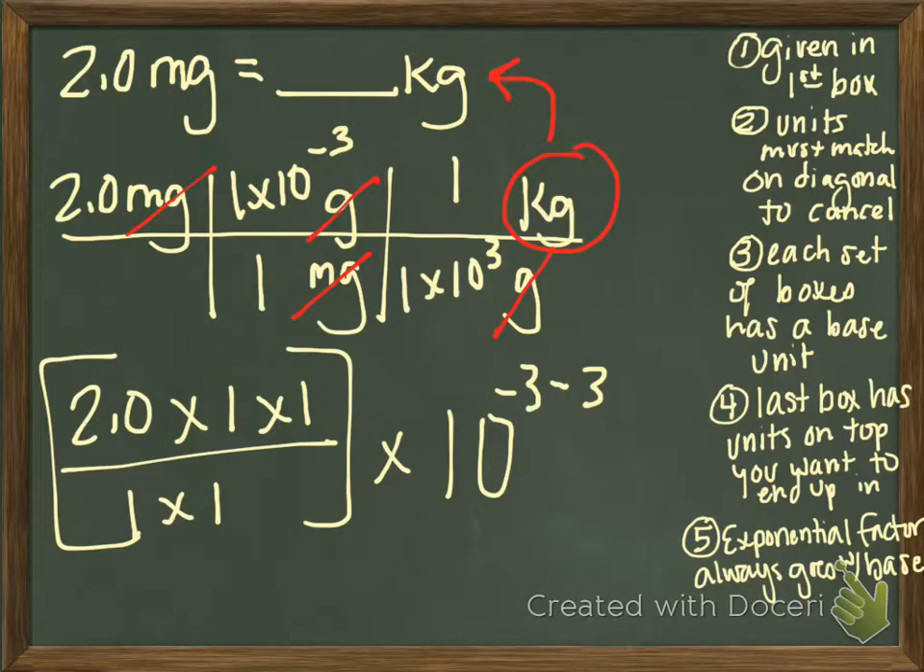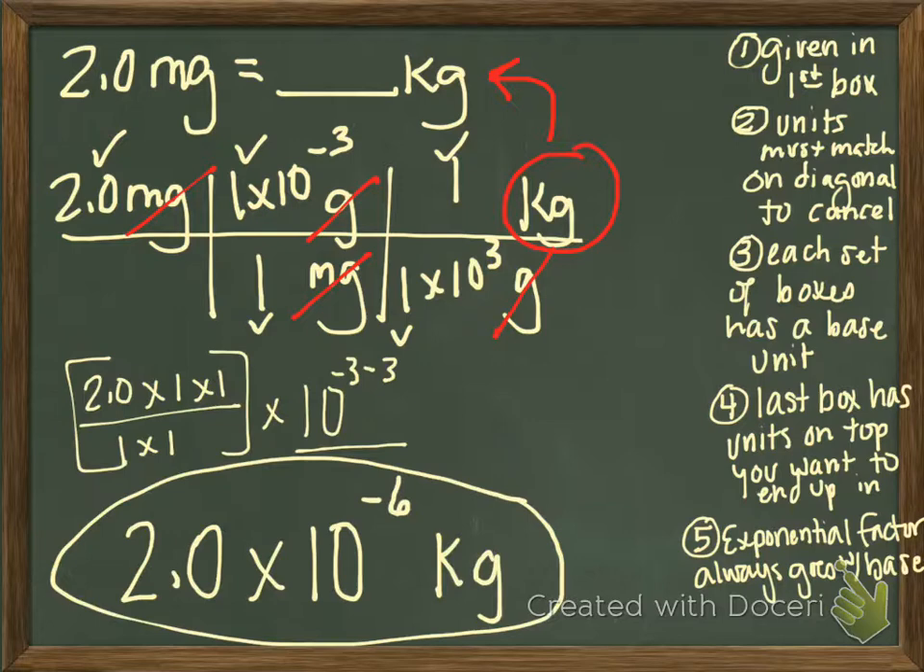Now let's do the math. Here's our preliminary step. We've taken our 2 times 1 times 1, divided that by 1 times 1, and now we've put it to a power of 10 to the negative 3rd minus 3. So, what's our final answer? If you said 2.0 times 10 to the negative 6 kilograms, you'd be correct. And as we said, we expected this to be a very tiny number, which it is.